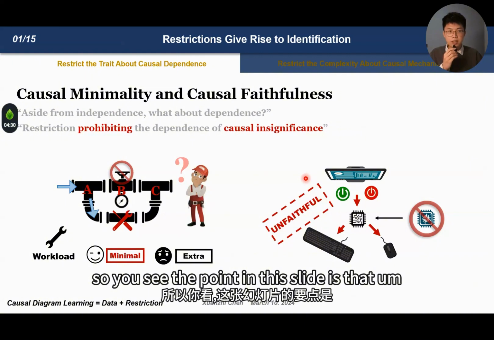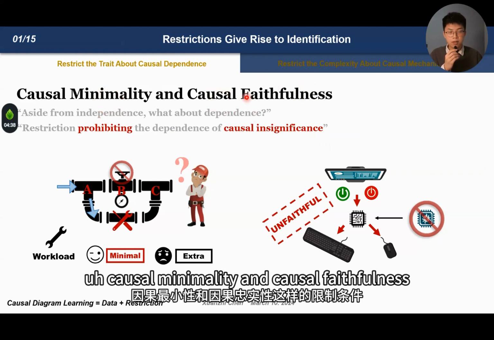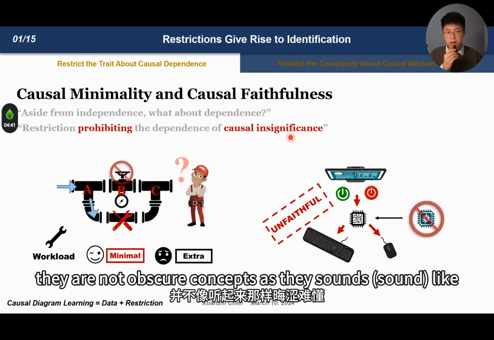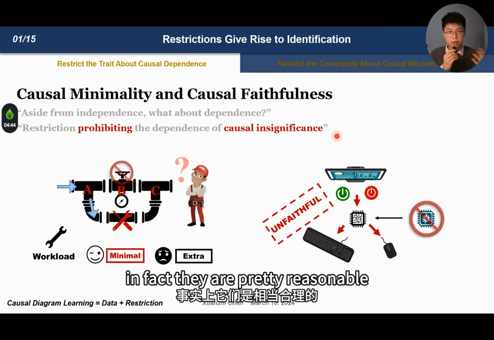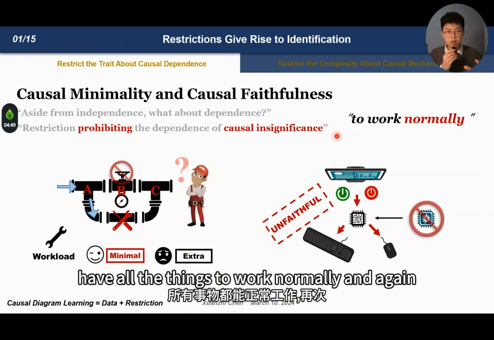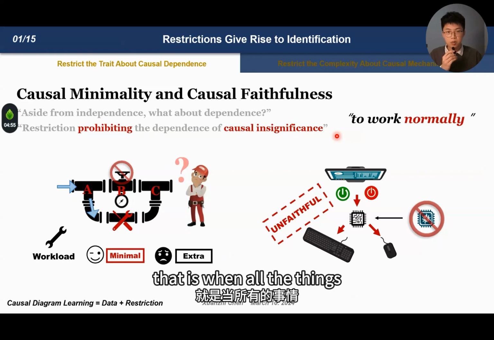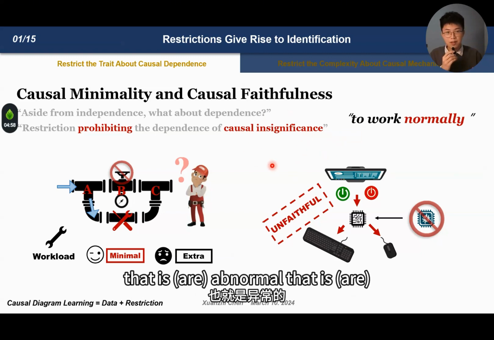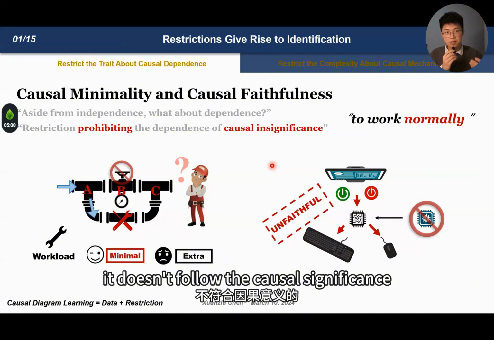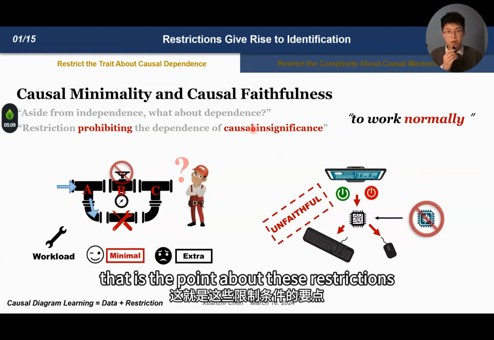So you see, the point of this slide is that restrictions such as causal minimality and causal faithfulness are not as abstract as they sound. In fact, they are pretty reasonable because they reflect our wish. We wish to have all things work normally. And again, when can a thing work normally? That is when everything abnormal, that doesn't follow the causal significance, is prohibited. Okay, that is the point about this restriction.